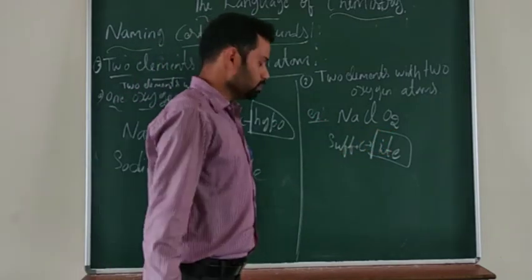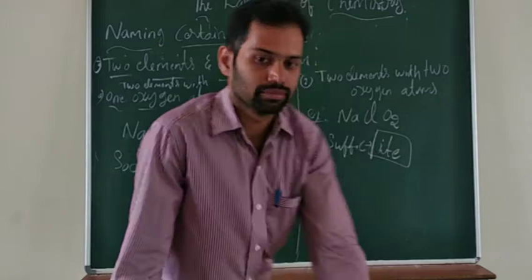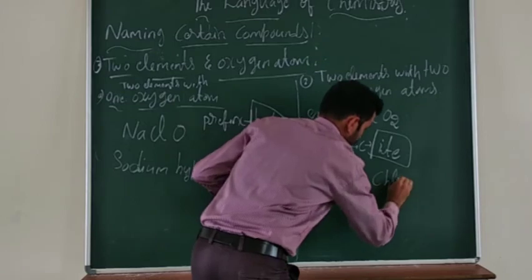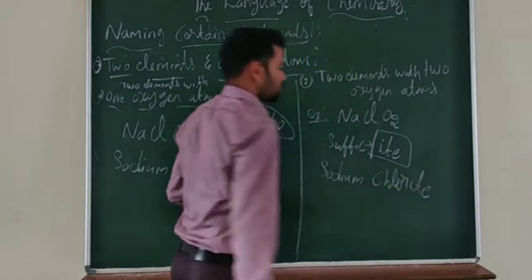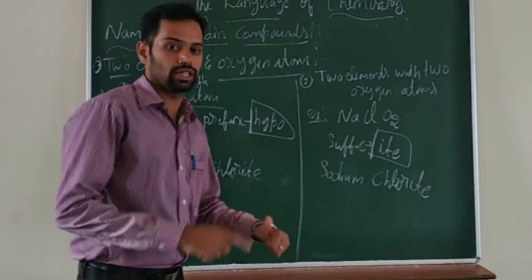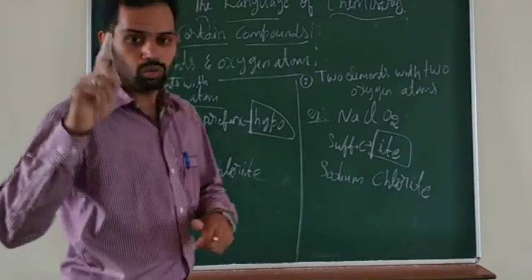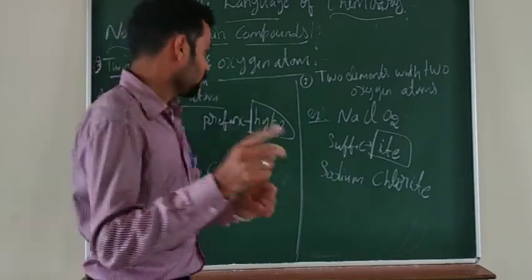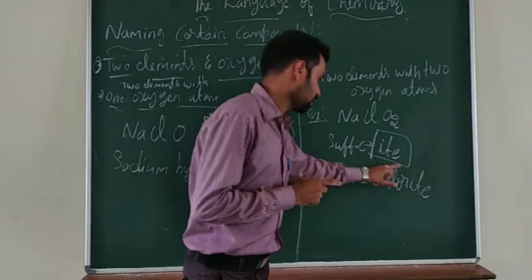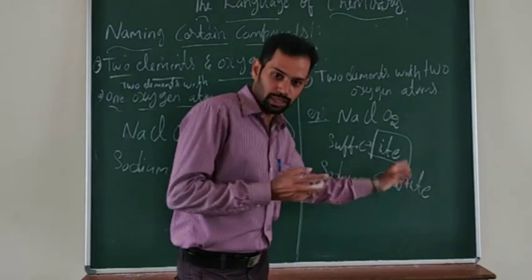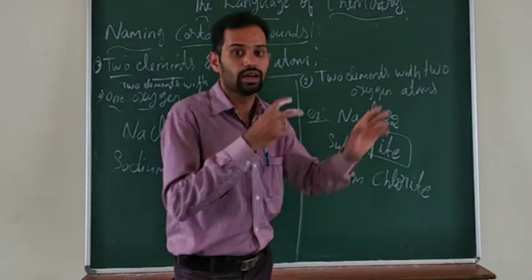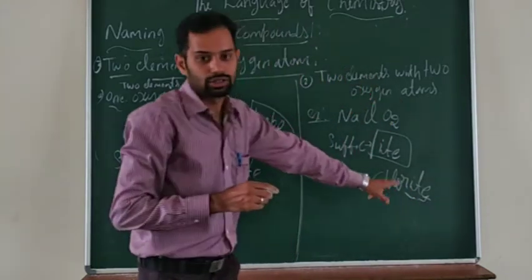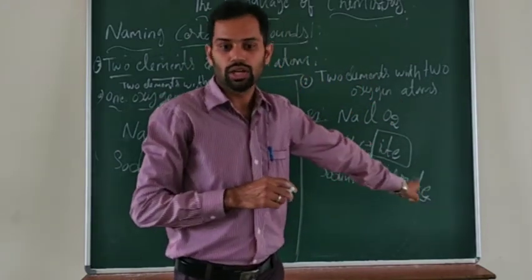It means sodium chlorite. Here we are not using hypo. To use hypo, only one oxygen should be there. More than one, meaning two oxygen atoms, that time you should use the suffix ite. Suffix means at the end you will add it. Hypo prefix means in the middle, after writing one element name, you will write the prefix. So the suffix ite at the end. Sodium chlorite.